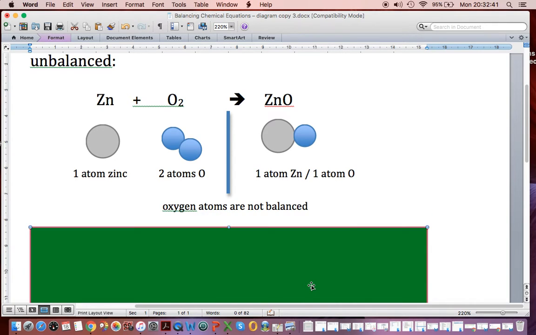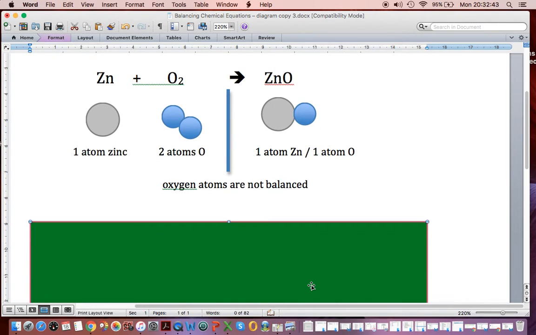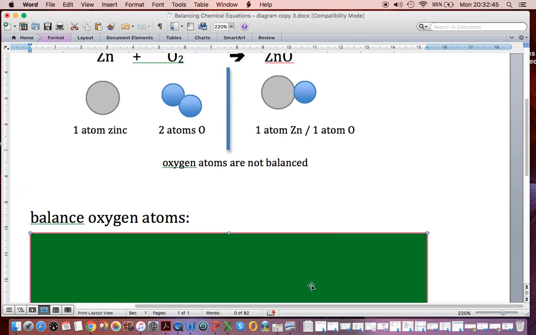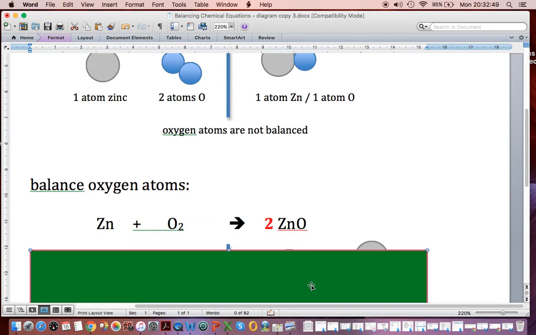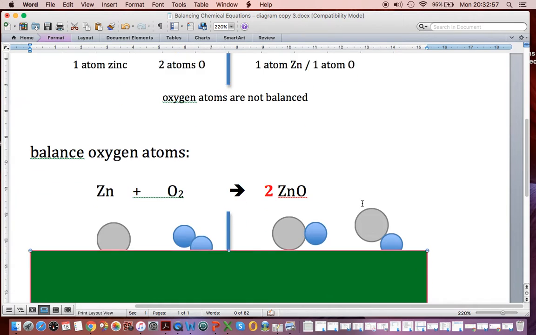Holy Toledo. So it tells you oxygen's not balanced, so we must balance the oxygen atoms. Now the only thing we're allowed to change are coefficients. And so now we put a coefficient of 2 in front and we say 2 oxygens, 2 oxygens. We say, hey, that's all good.